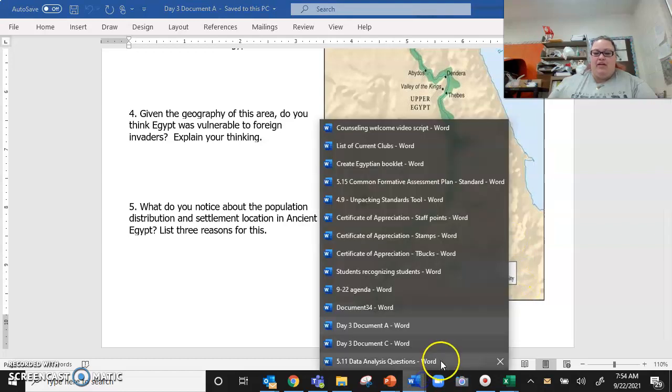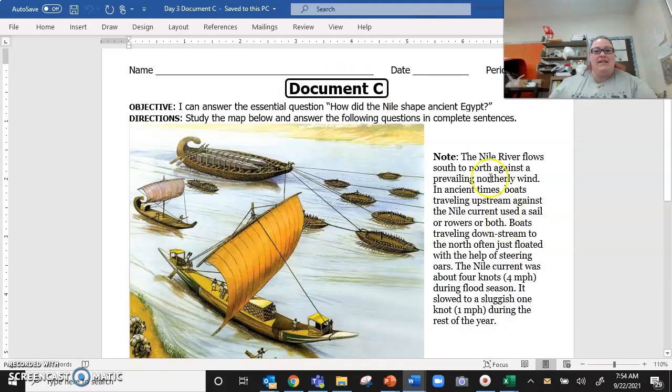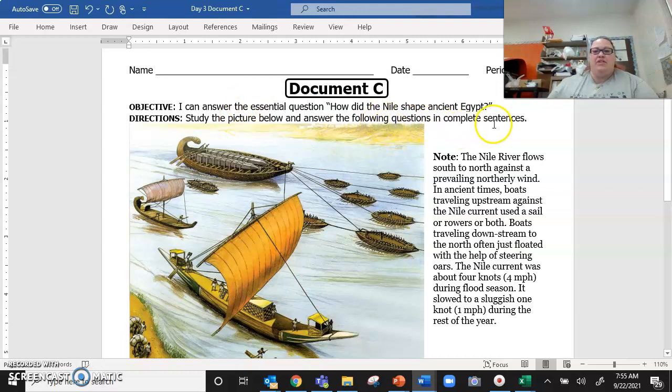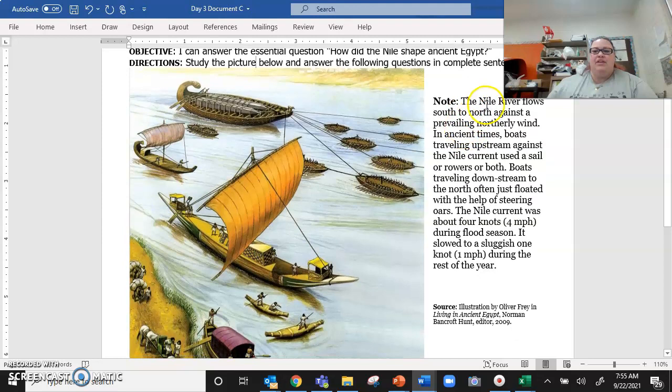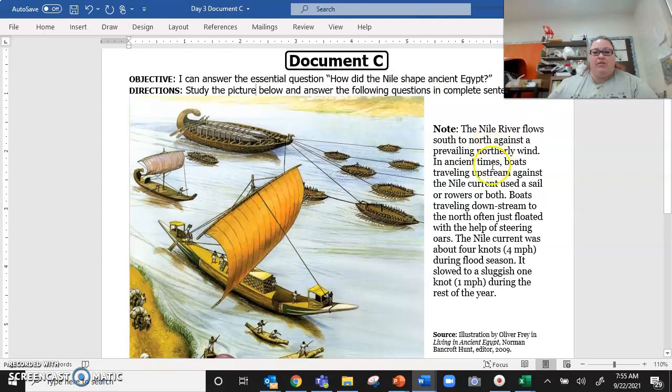When you are done with that, we are going to move to document C. You are going to study it, it's not a map, it's a picture. You are going to study the picture below and answer the following questions in complete sentences. The Nile River flows south to north against a prevailing northerly wind. Remember, we talked about that, from south to north. And it goes against the wind. The river goes against the wind.